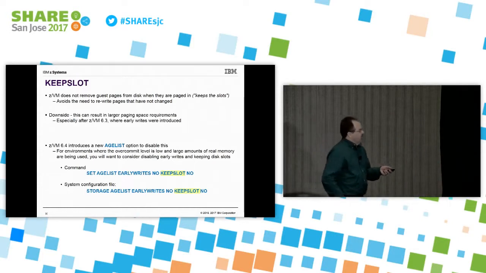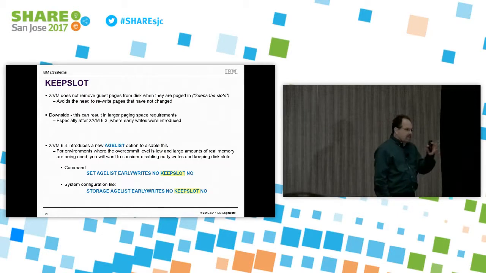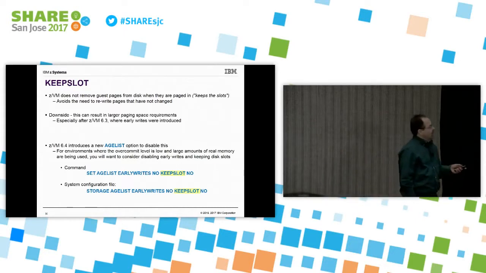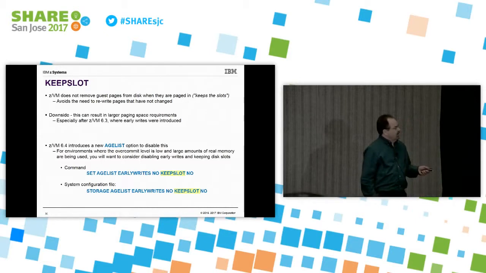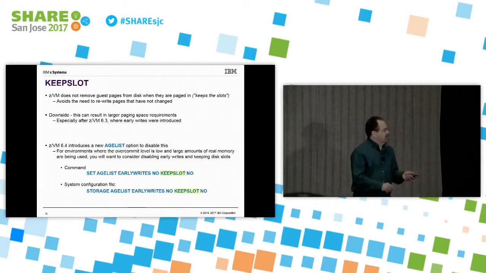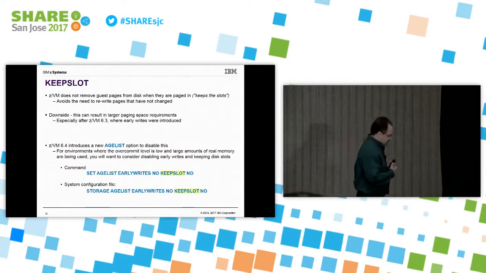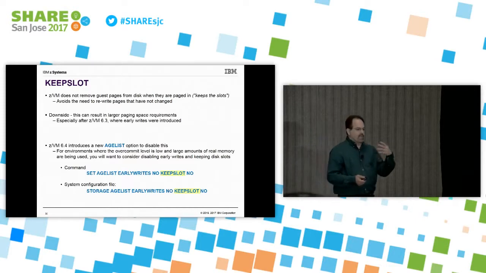So there's an age list. This is one of the factors. The aging list is what is used to determine which pages get written out to disk, get taken out of memory and written to disk. Again, introduced in 6.3. So in 6.3, you could turn early writes off. The default is early writes on and keep slot on. In 6.3, we gave you the capability to turn early writes off, and now you can also in 6.4 turn keep slot off. So we wouldn't keep the data or keep the association for those pages. So that could reduce your paging requirements.